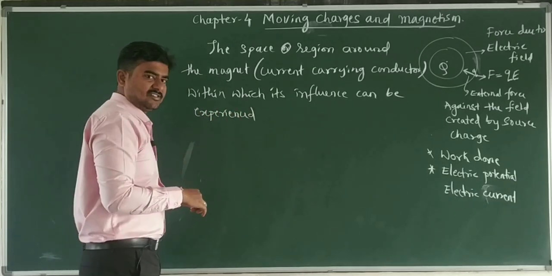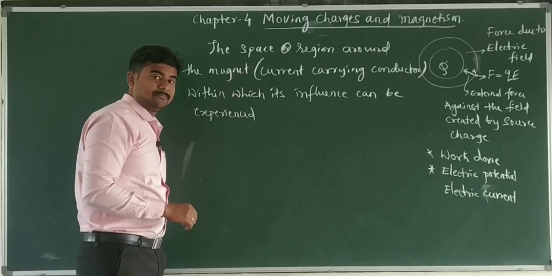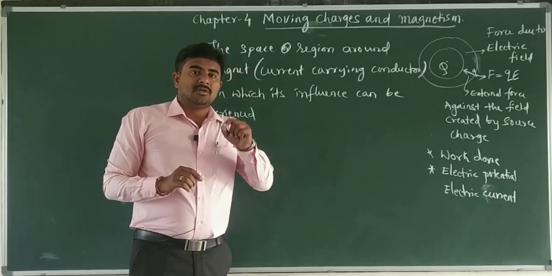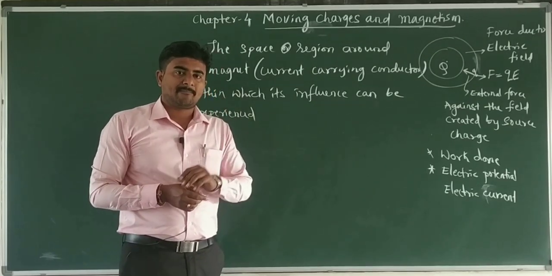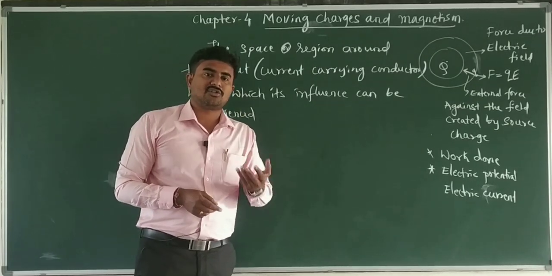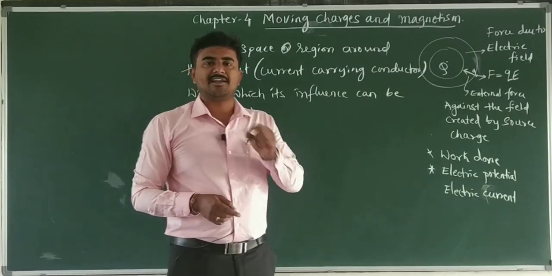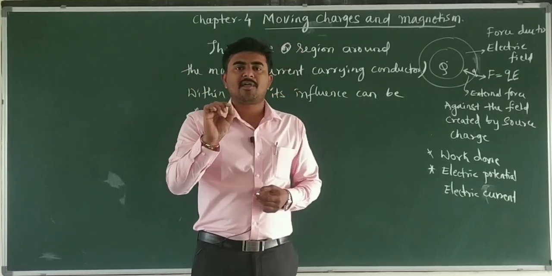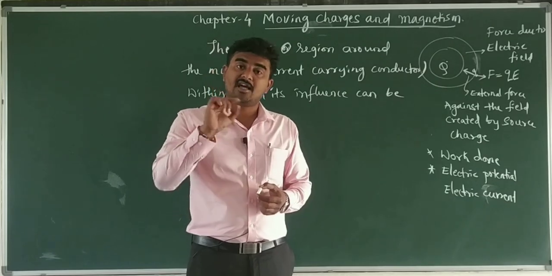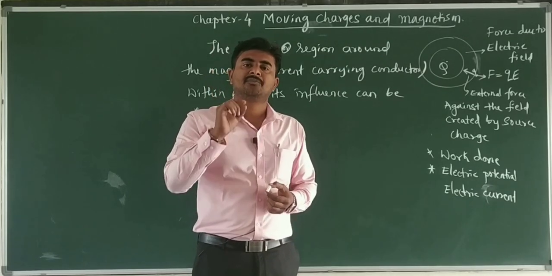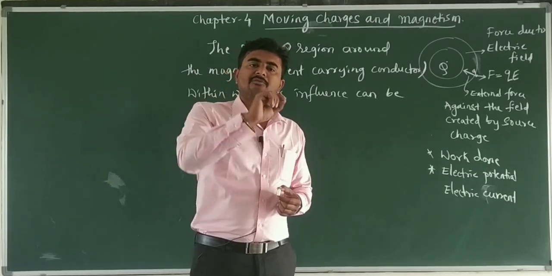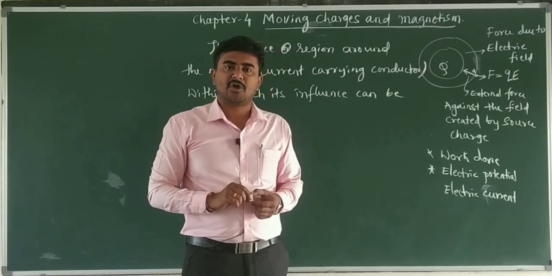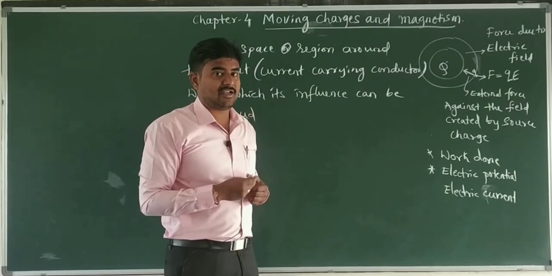Who will experience its influence? See here. A charge will apply force on another charge. We call it force. What is that force? It is called electric force. A mass will apply force on another mass, and that force is called what? Gravitational force. Similarly, a magnet will apply force on another magnet, and that force is called what? Magnetic force.